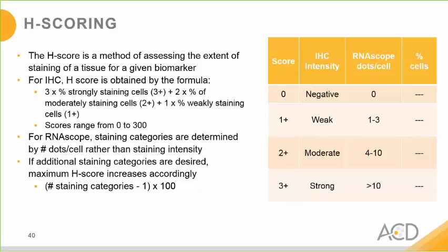again using a scoring category of 0 to 3, the most common H scoring schema. Each score is obtained with this formula that I won't go through, but it basically involves determining the percentage of cells staining in each of these categories to obtain a score in the range from 0 to 300. For RNAscope, staining categories are determined, again, by the number of dots per cell rather than staining intensity, but H scores can otherwise be derived in a very similar manner.